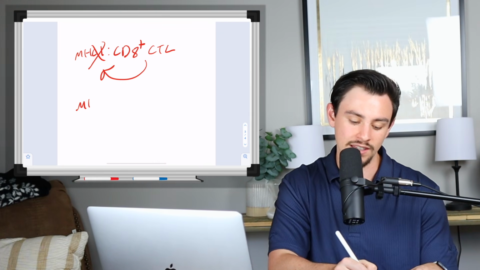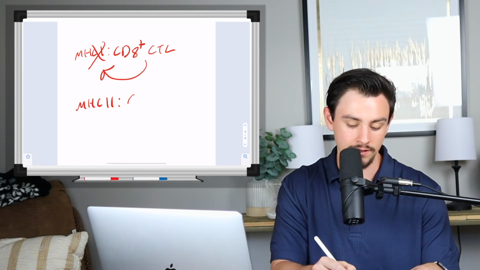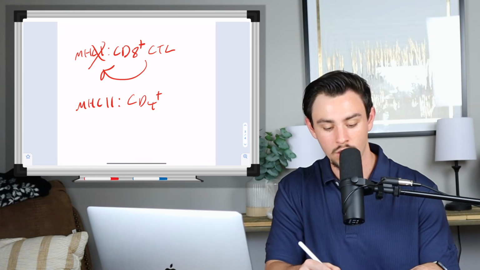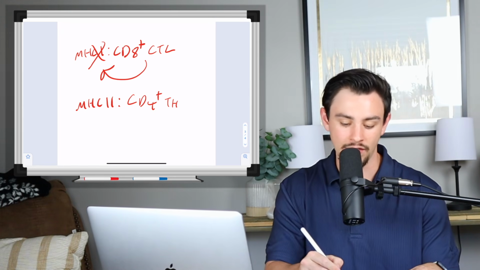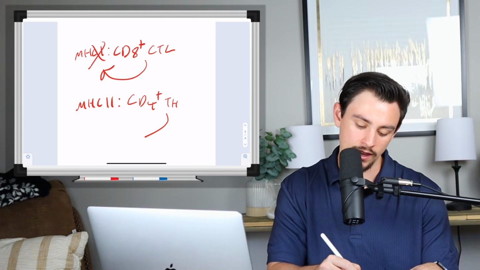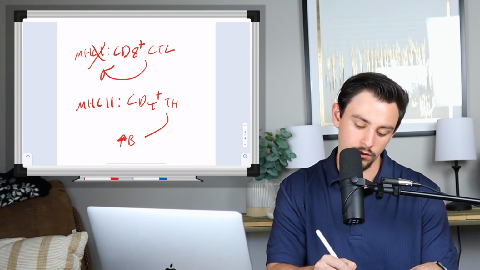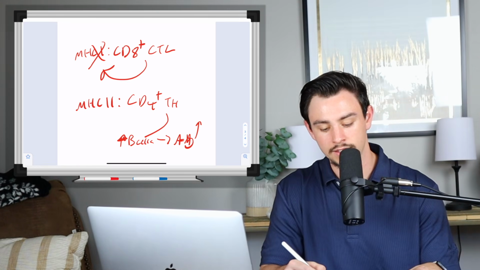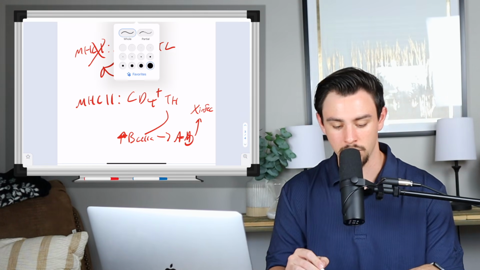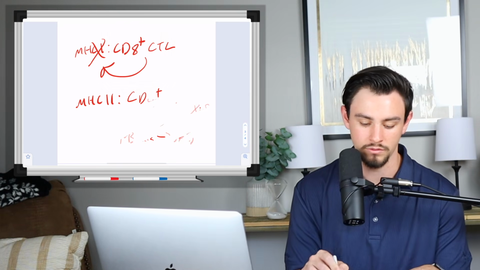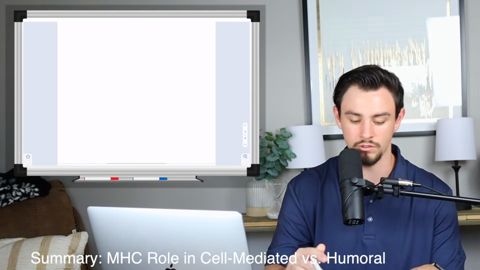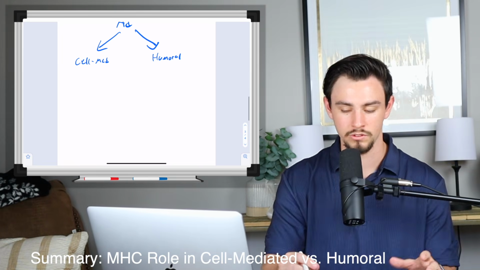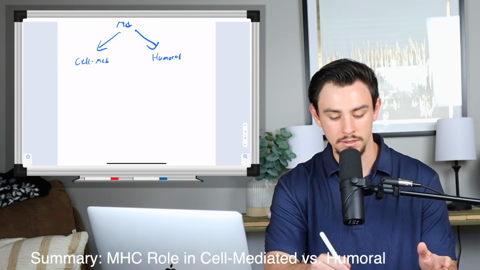So the MHC2 only binds to CD4 or the T helper cells, and that helps increase B cells to crank out antibodies, which end up killing the infection. So what does all that mean? What's a quick little summary for all of this in relation to the cell-mediated and the humoral immune system? What do we need to keep in mind?